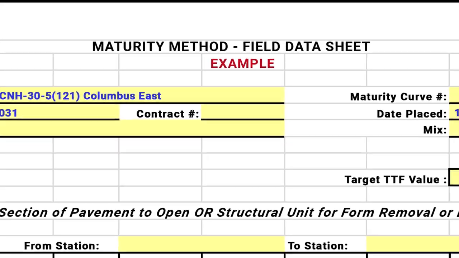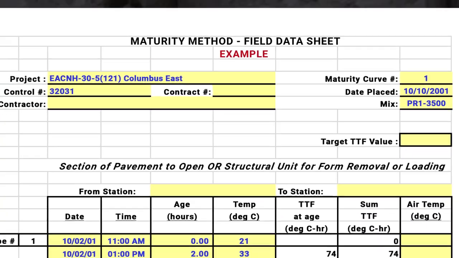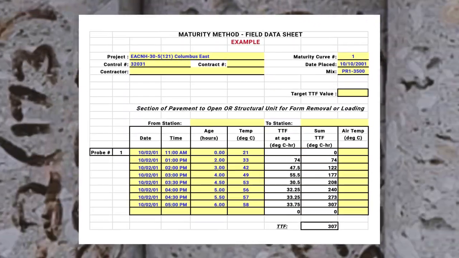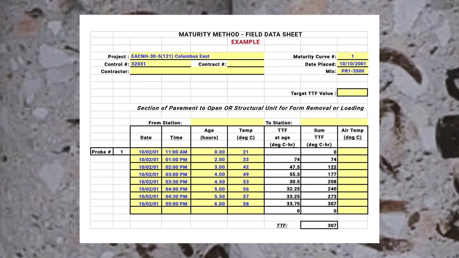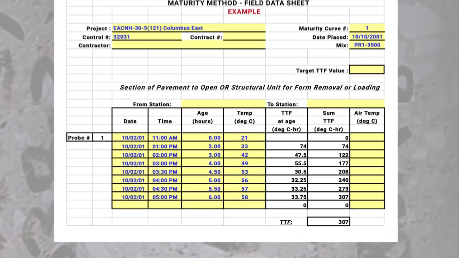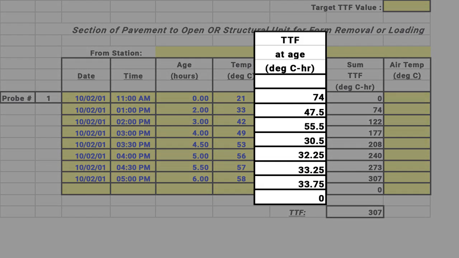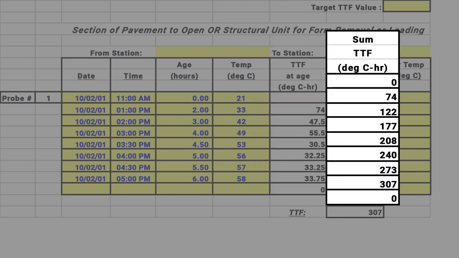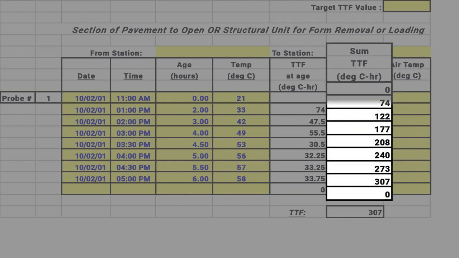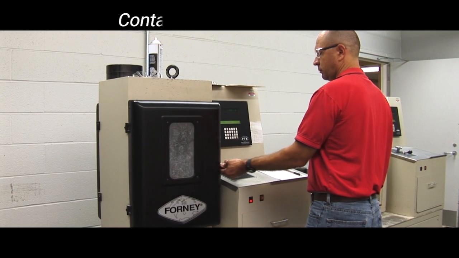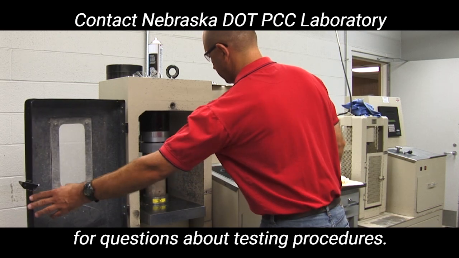A spreadsheet may be used to calculate the time temperature factor value. This spreadsheet is used primarily for paving and structure applications, but may also be used for pavement repairs. Enter the data into the highlighted data field. The spreadsheet will calculate the time temperature factor at age and the sum time temperature factor for each individual date of data entry, providing the most current time temperature factor value for the last date of data entry. Contact the PCC laboratory for questions about testing procedures.